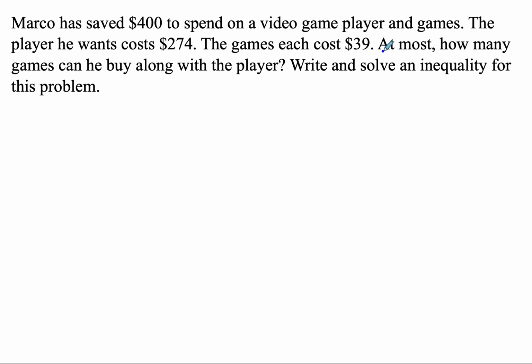All right. Our inequality symbol, the words here, at most, that means less than or equal to. He's saved $400. He cannot spend more money than that. All right, so $274 for that player. Then there are $39 for each game. I'm going to go ahead and use G for games because that's what I'm looking for. How many games? Okay, so the $274 for the game system and $39 for each game, and then altogether it needs to either equal $400 or be less than $400.